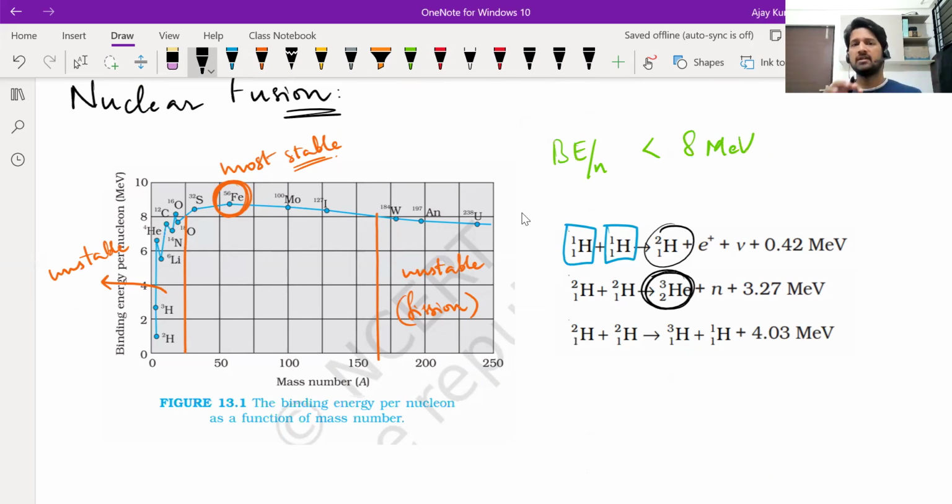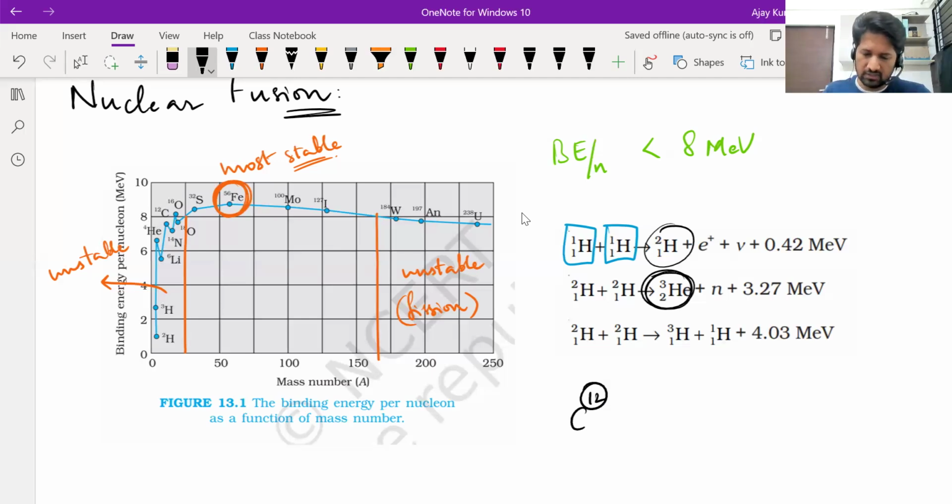Then helium will start fusing. Helium fusing is a separate chain step, a separate sequence of reactions in which they form carbon. So if all the hydrogen in the star is exhausted, it gets converted to helium. Then helium nuclei will start fusing and convert to carbon. Carbon's mass number is just 12. It's still unstable. Carbon can also fuse and then finally stability will be attained.